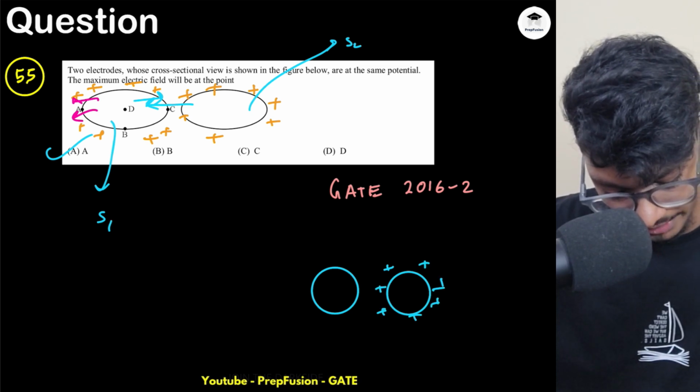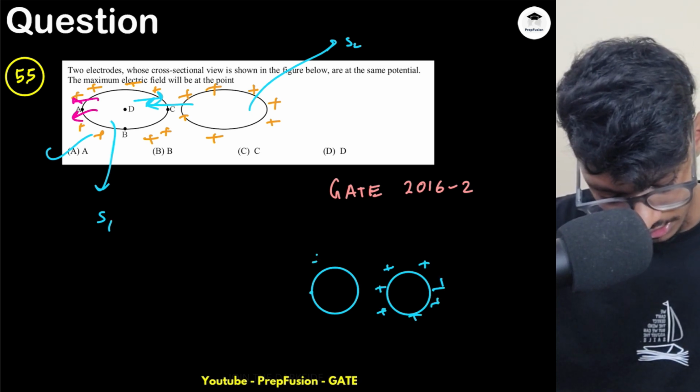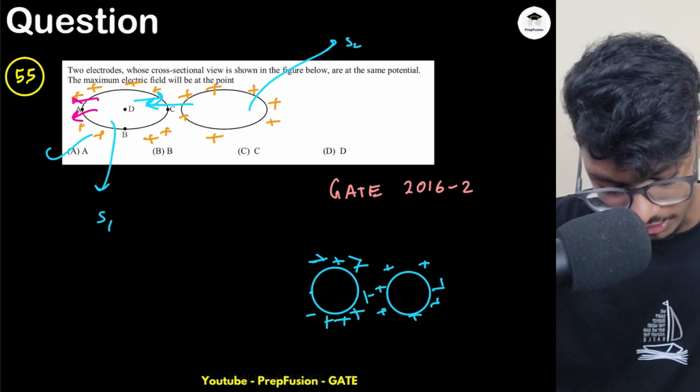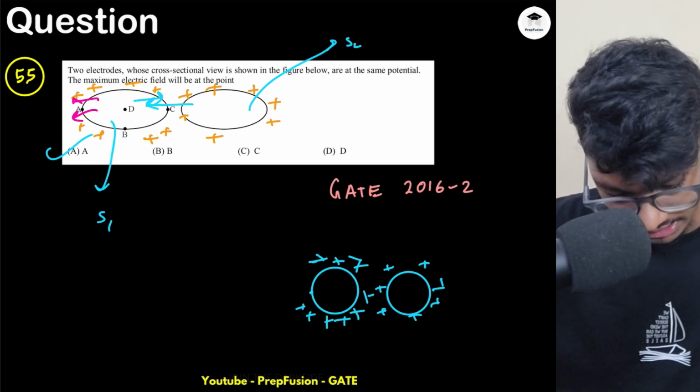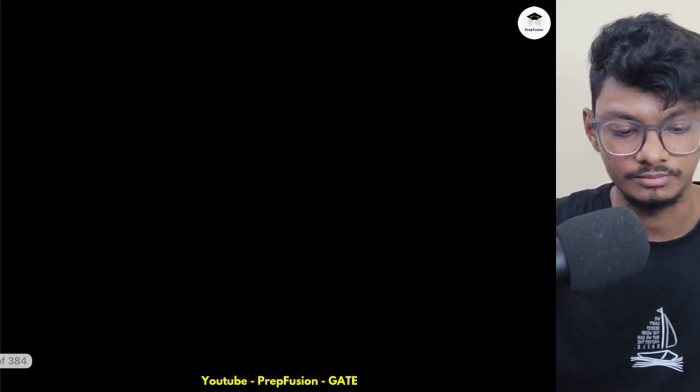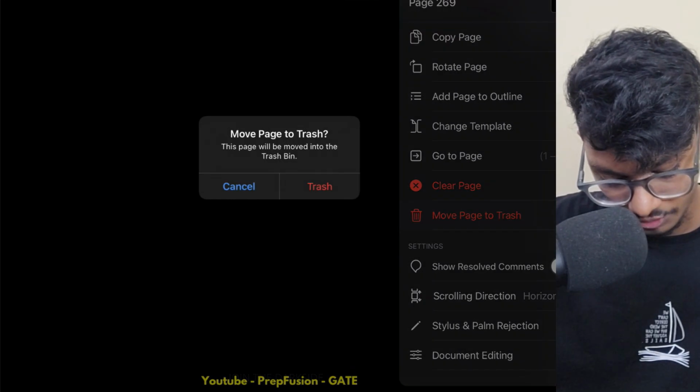So electric field will be maximum where? At this point, because due to these positive charges as well. So a few questions you have to do individually, right? Due to these charges as well, the electric field will come. So the electric field will be maximum at this particular point. So that was about a few questions on electric field.